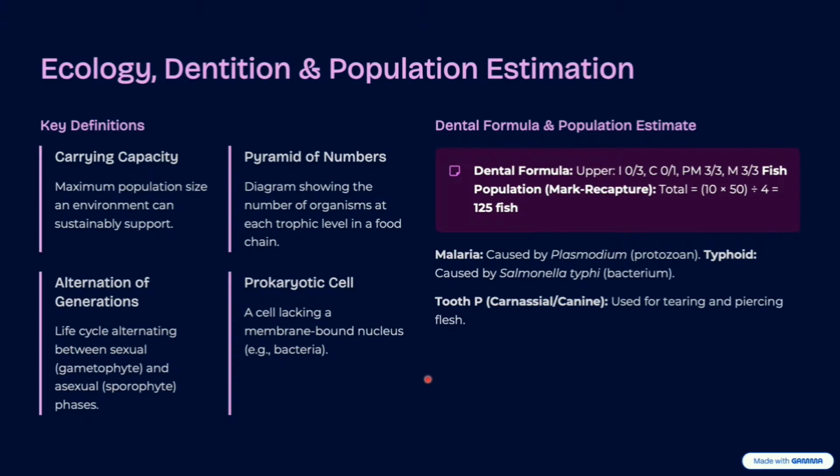Pyramid of numbers. This is the diagram showing the number of organisms at each trophic level in a food chain. So the keyword here is a diagram. Diagram showing, or you can talk about diagrammatic representation. Diagrammatic representation of the number of organisms at a particular trophic level in a food chain.